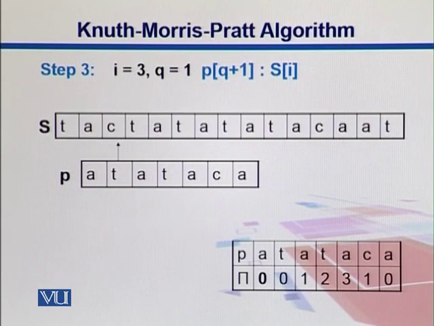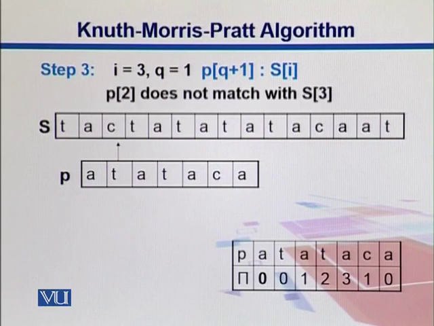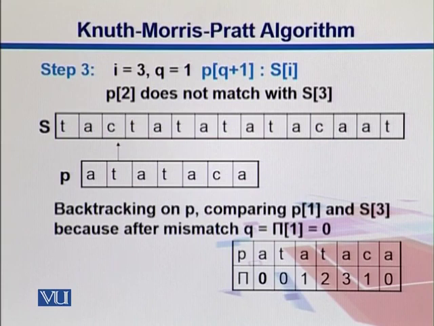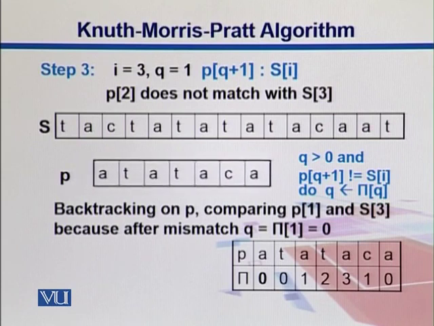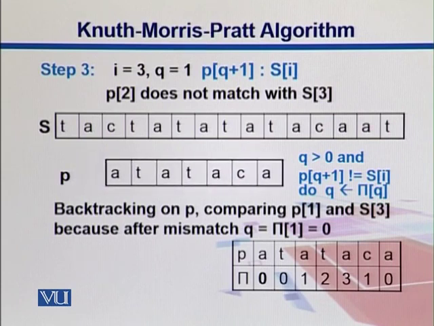Okay, so we compare the second character. Now in this step, our p of 2 will be compared with s of 3. Do they match? They don't. So what to do then? We will do backtracking. Our q will be replaced by pi of 1, which at that time is 0, so it will not be shifted any further. So simply p1 will be compared with s of 3, since i gets incremented to 3. So we will move onwards.